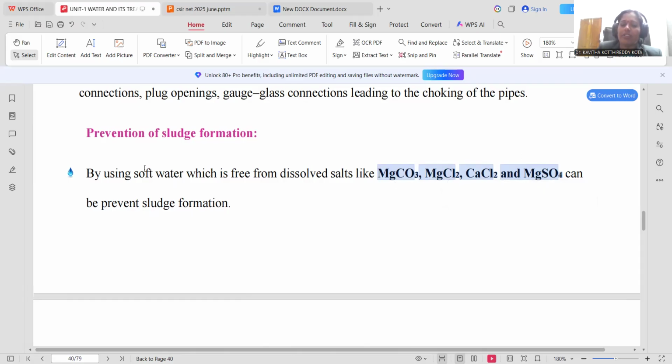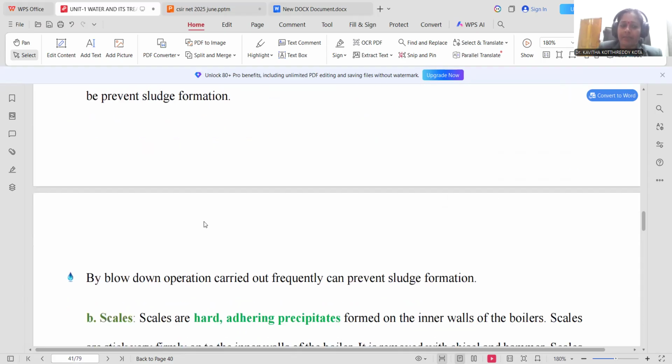Then there is no provision for the generation of sludge, because they are the main cause for the sludge formation. So we need to take care to remove them before feeding into the boiler. So the sludge formation is completely mitigated, right?